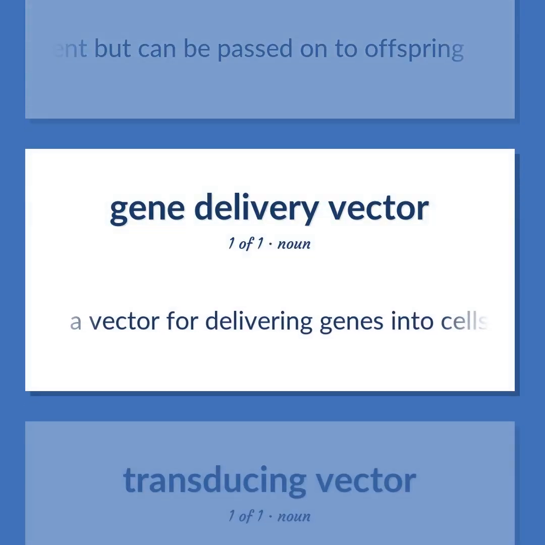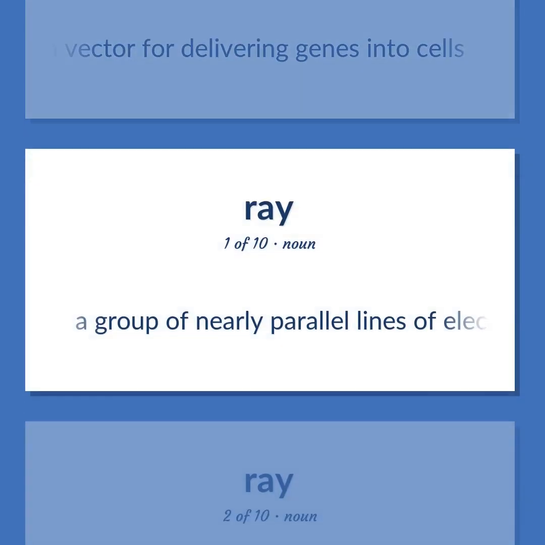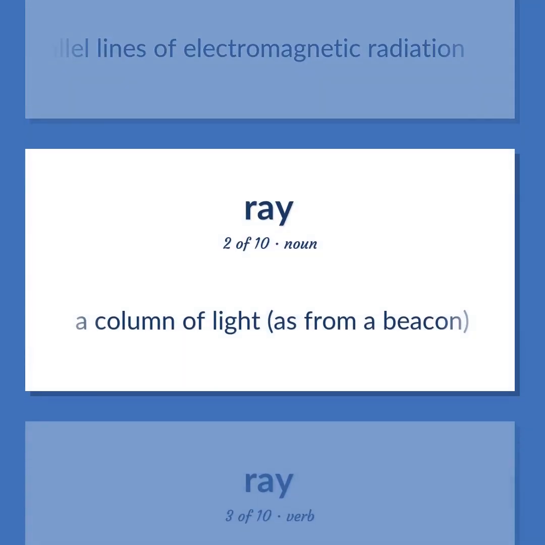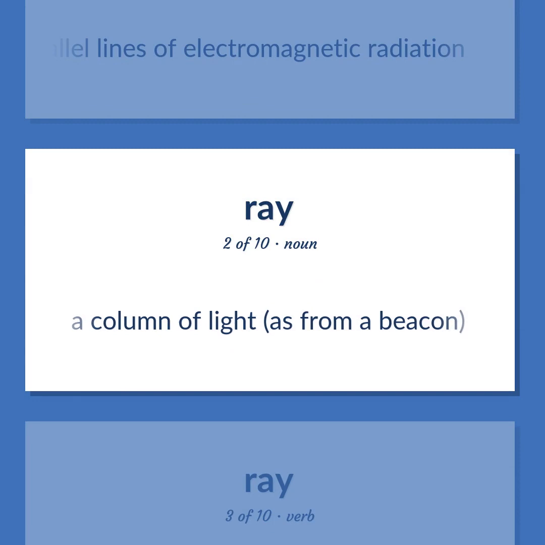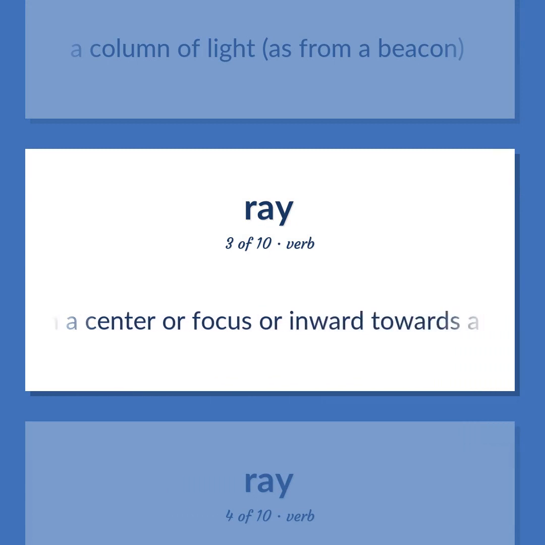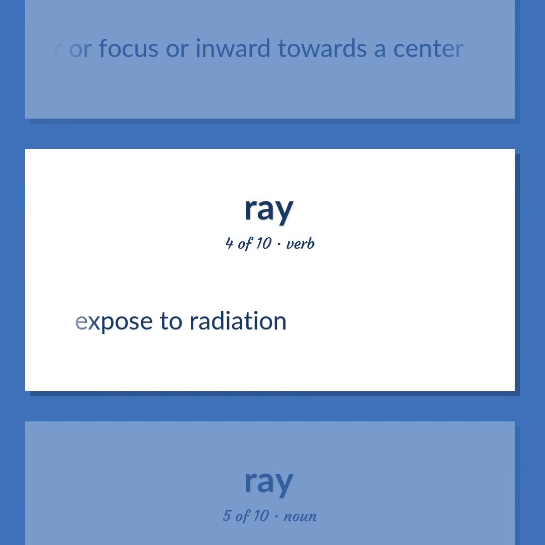A vector for delivering genes into cells. A group of nearly parallel lines of electromagnetic radiation. A column of light, as from a beacon. Extend or spread outward from a center or focus or inward towards a center. Exposed to radiation.